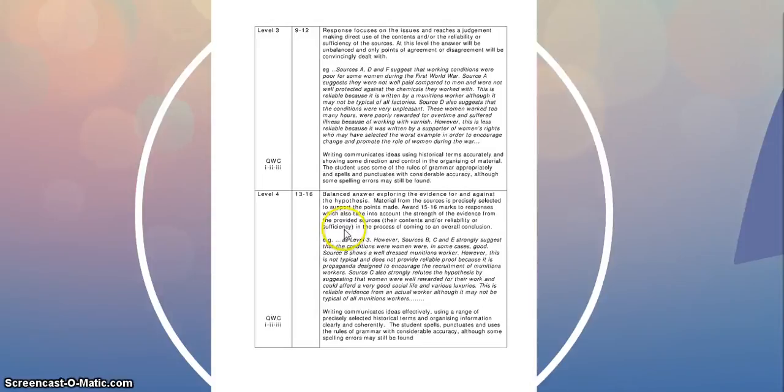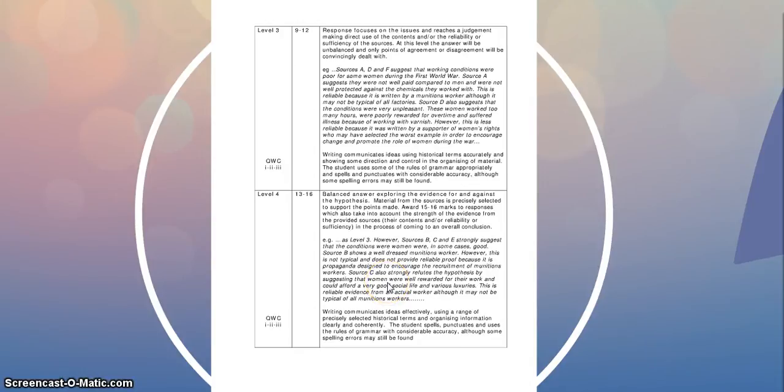So going back to here, look. Let's zoom in a bit more. Can I do that? Okay. This level 4 answer, worth between 13 and 16 marks, is giving more of a balanced answer. However, sources B and C strongly suggest that the conditions of women were, in some cases, good. Source B shows a well-dressed munitions worker. However, this is not typical and does not provide reliable proof because it's propaganda designed to encourage the recruitment of munition workers. Cleverly looking at the purpose of the source, okay, and its content.